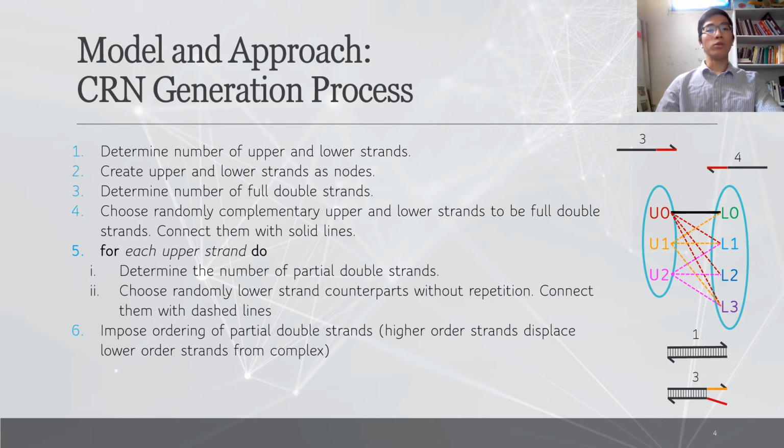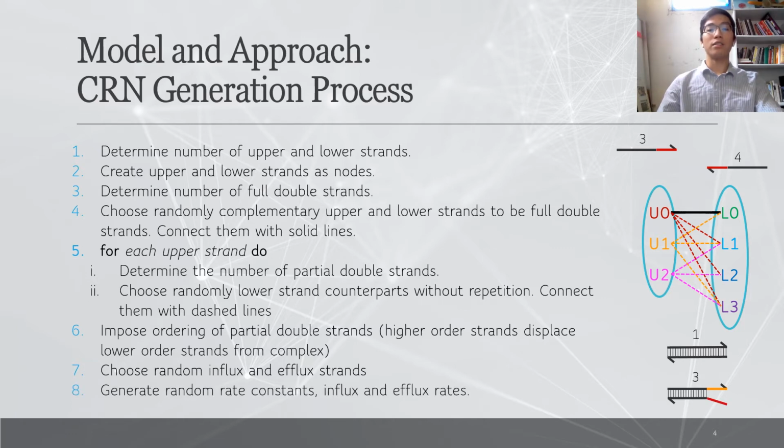Sixth, we impose an ordering of partial double strands, so that the higher strand can displace the lower order strand, but not the other way around. The highest order corresponds to the stronger or longer strands. Seventh, we choose random influx or efflux strands, and last but not least, we choose random rate constants, influx rate and efflux rate.